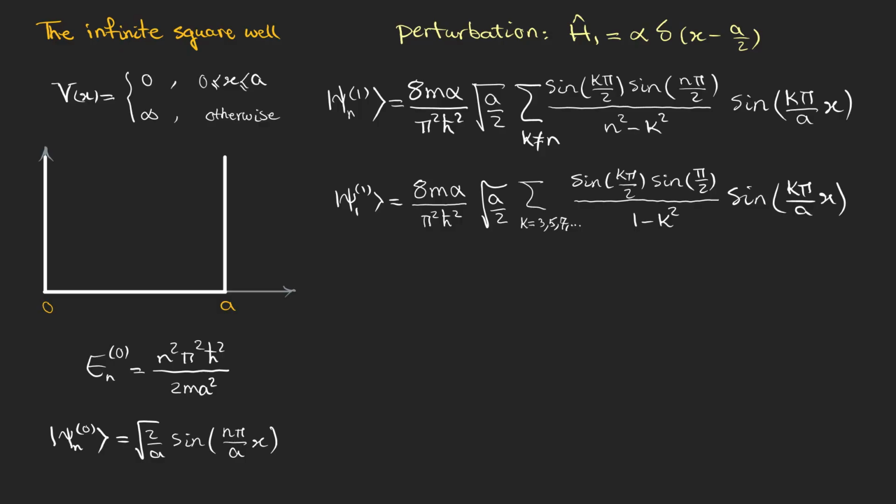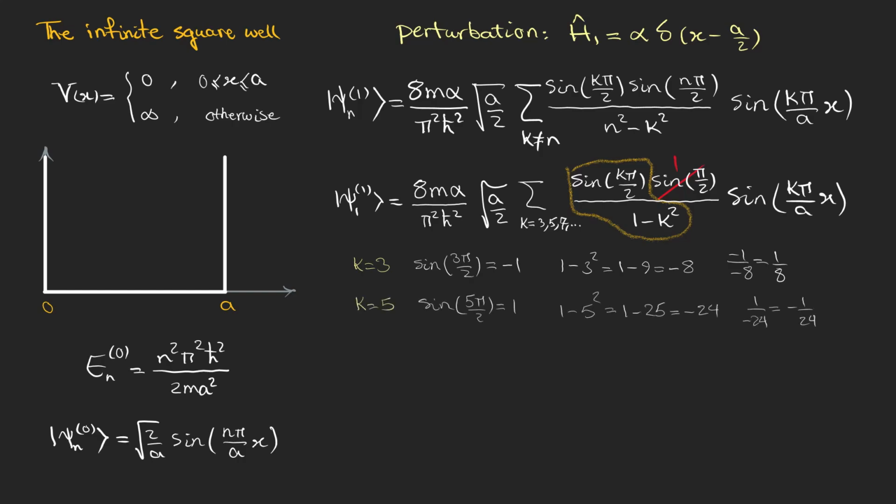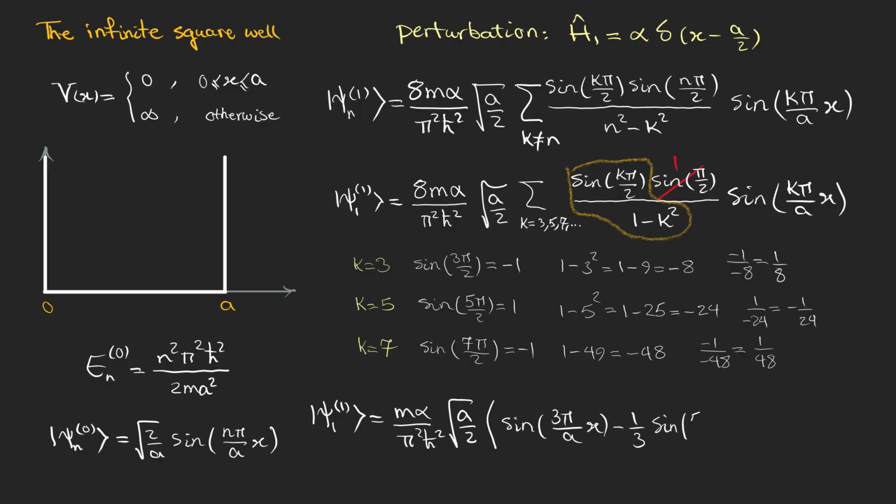Also, pay attention that the sine function that involves x is in the sum. Also, sine of pi divided by 2 is 1. Let's first find this expression for some of the first terms of this series. When k equals 3, the sine function yields minus 1 and the denominator is minus 8. We can do the same thing for the next two terms and you can see a pattern. The denominator is always negative, but the numerator is either 1 or minus 1. So this is the expression for the first order eigenstate correction with quantum number 1.